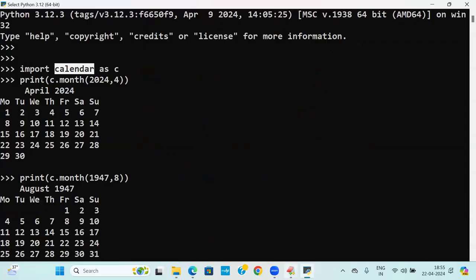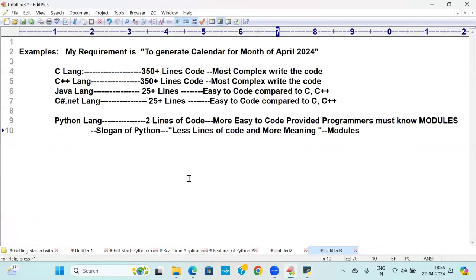I'll tell you within a few minutes. Of course, first you tell me, is it not less lines of code? Is it not giving more meaning? The secret behind less lines of code and more meaning is only the beauty of the module. Dear students, I want to tell you one thing.